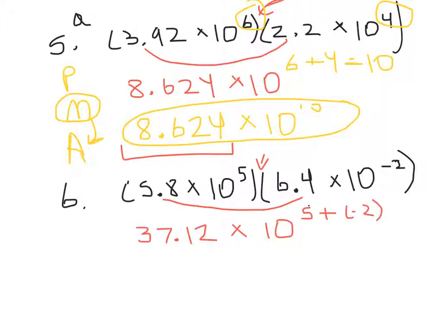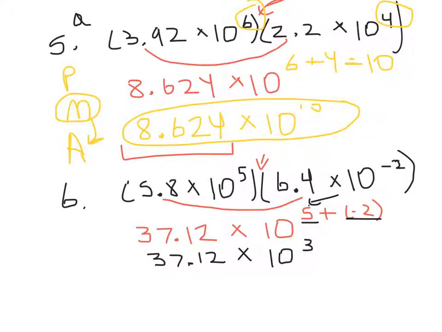Now these exponents, or these integers I should say, are different signs. The 5 is positive and the -2 is negative. So that means that we're going to subtract 5 minus 2, which is 3, and we would keep the sign of our larger number, which is 5. So again, I'm just going to rewrite this below. 37.12 times 10 to the 3rd power.